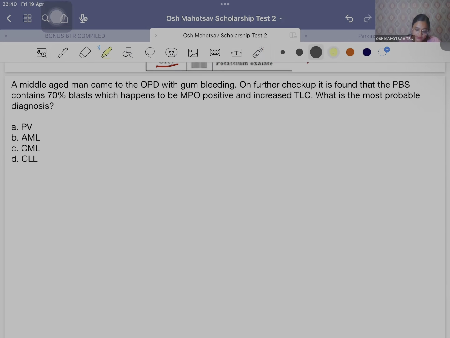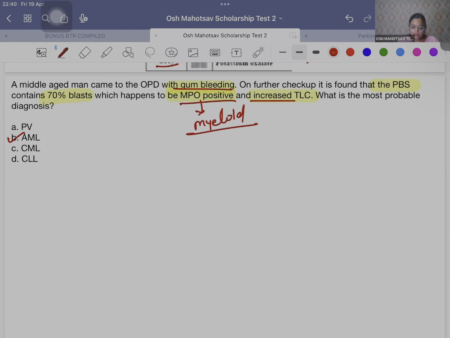Next is a middle-aged man who comes to the OPD with gum bleeding. On further checkup, peripheral blood smear shows 70% blasts, MPO positive, increased TLC. I have told you this MPO is a myeloid precursor marker, so this is for the myeloid cells. So the patient is having AML, because AML also has gum bleeding. The answer will be AML because they also have increased TLC.